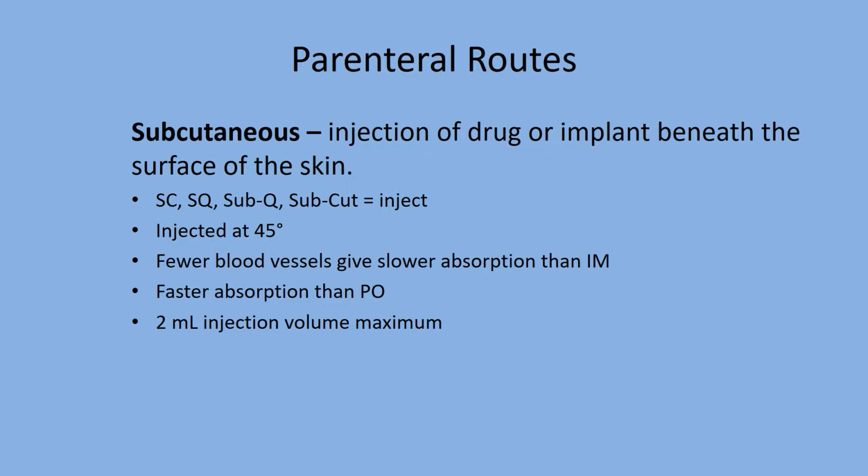Subcutaneous, into the subcutaneous layer or the fat layer. So if you see SC, SQ, sub-Q, subcut, that all means the same thing. So for us, insulin is the common example. Since there is no blood supply in the fat, this absorption is going to be a lot slower than into the muscle where there is a lot of blood.